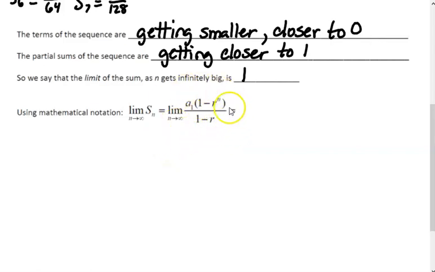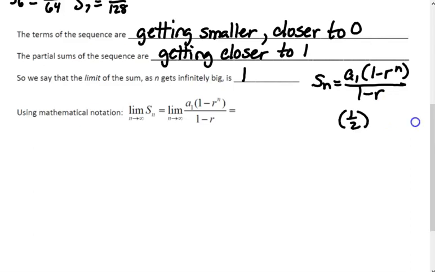We have this formula for the sum of a sequence. We remember S sub n is a sub 1 times 1 minus r to the n, over 1 minus r. So let's think what is happening as n gets very big. In our particular case, r is 1/2. So if we take 1/2 and raise it to a very big number as the exponent, let's see what happens.